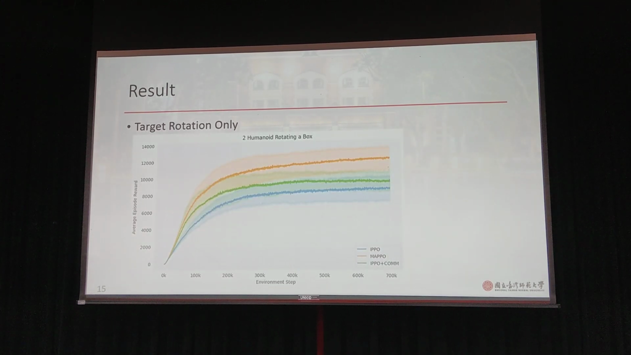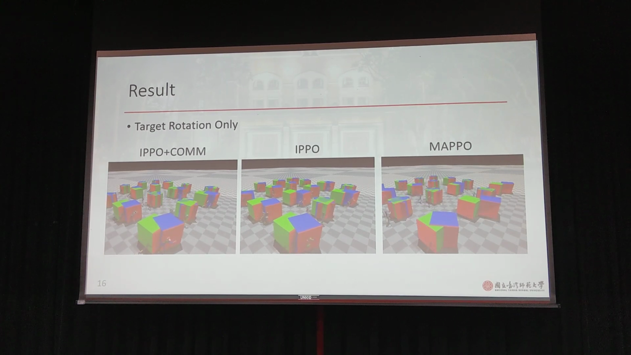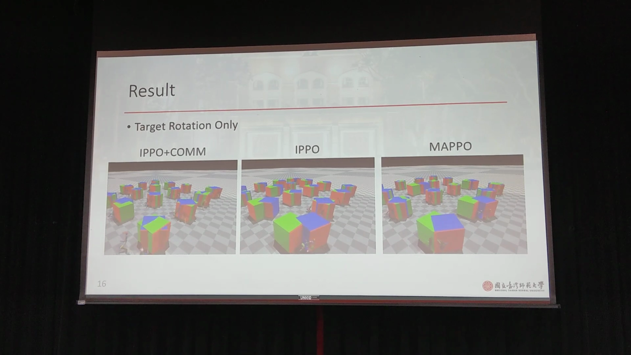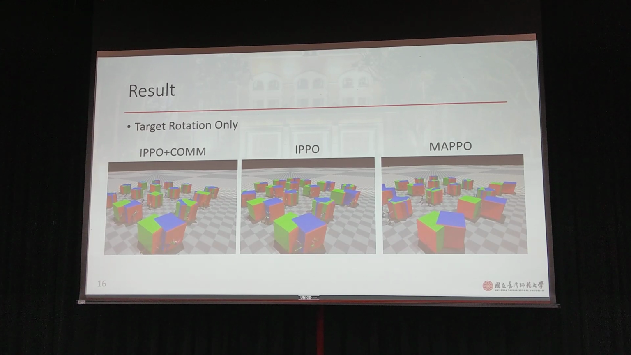And the second one is rotation. In here, the MIPPO, the centralized one, still overwhelms the other methods. But you can see that by adding the communication, you can improve the centralized learning. The blue box is the object and the green one is the target position. In this scenario, it doesn't consider the position, so it's only rotation of the box.